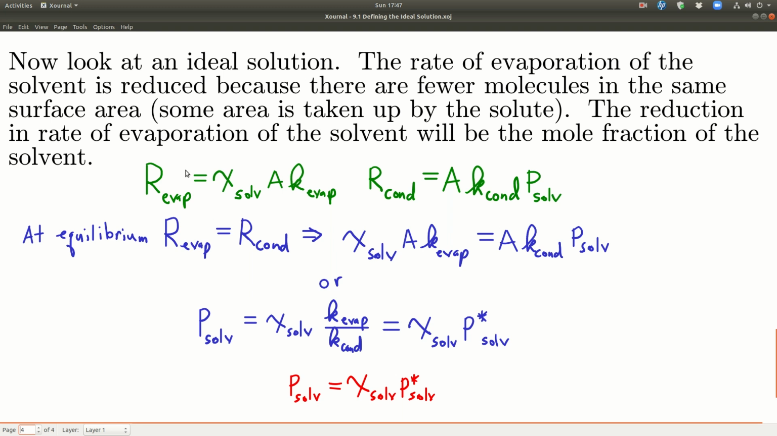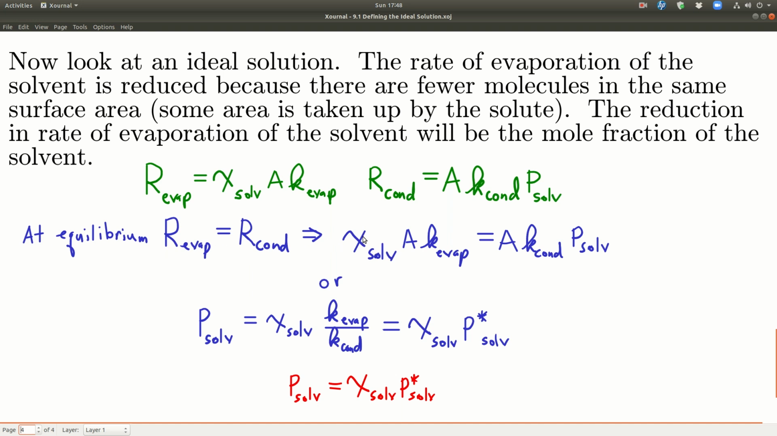The smaller the mole fraction, the smaller the rate of evaporation. So now we would write the rate of evaporation of the solvent is equal to the mole fraction of the solvent times the surface area times the rate constant for evaporation, and the rate of condensation is still the surface area times the rate constant for condensation times the pressure of the solvent, which is not the pure solvent anymore. So notice we don't have that asterisk anymore. Of course, we don't write the mole fraction over here because this is in the gas phase, and there are just the solvent molecules up there. The mole fraction's not going to affect it. But same thing, at equilibrium, rate of evaporation is equal to rate of condensation.